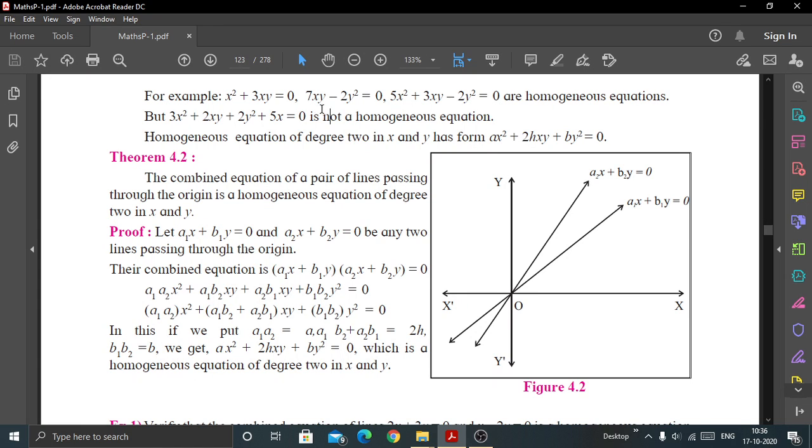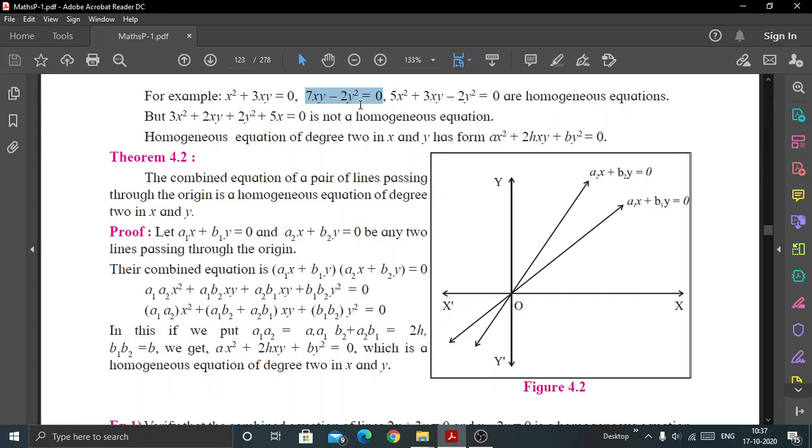Let us consider another equation: 7xy minus 2y square equal to 0. First term is 7xy. Here there are two variables x and y. The power of x is 1, the power of y is 1. 1 plus 1 gives 2. Therefore, the degree of the term 7xy is 2. Next, consider the term minus 2y square. Here the power of the variable y is 2. Therefore, it is also 2.